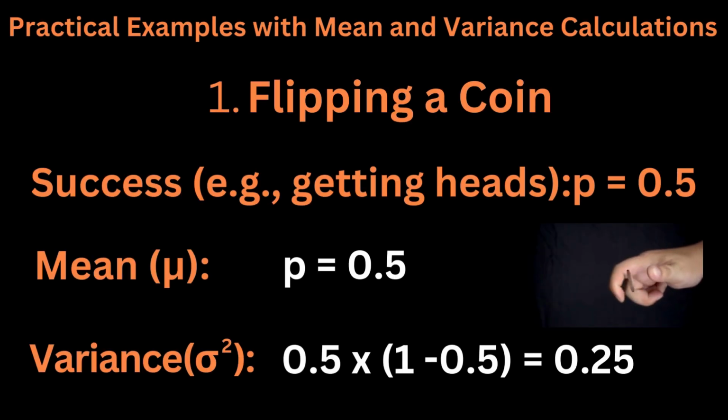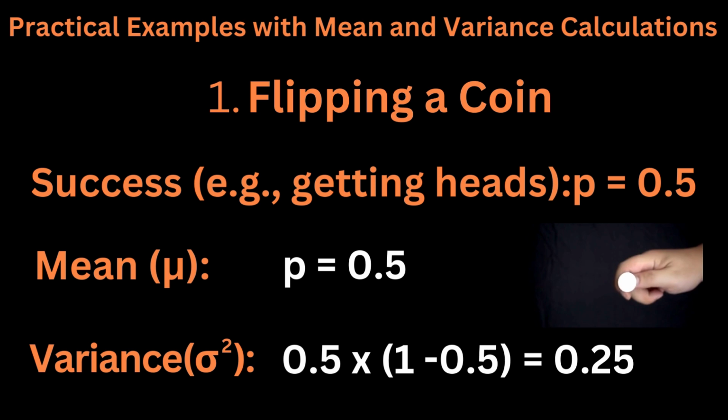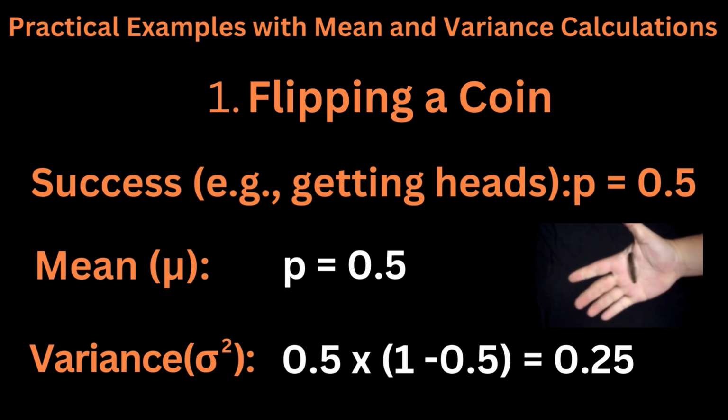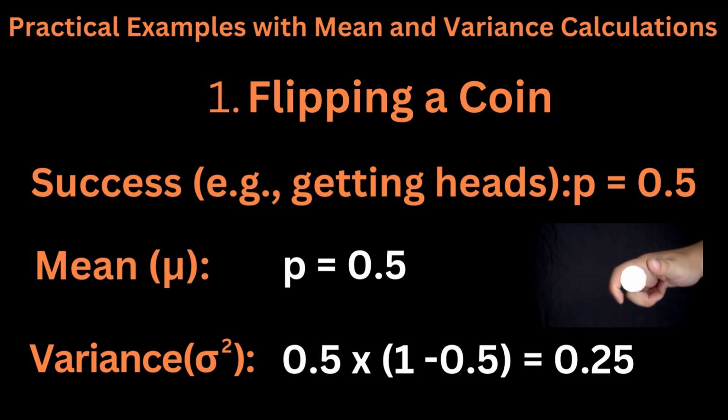Now, let's understand a couple of examples with mean and variance in the case of Bernoulli's distribution. First, flipping a coin. What is the probability of success for getting heads? That is 0.5, right? There can be head or there can be tail. The probability of having head is actually 1 by 2, which is 0.5. So the mean is p itself, which is 0.5. The variance will be p multiplied by 1 minus p, so 0.5 multiplied by 1 minus 0.5, which is 0.25.